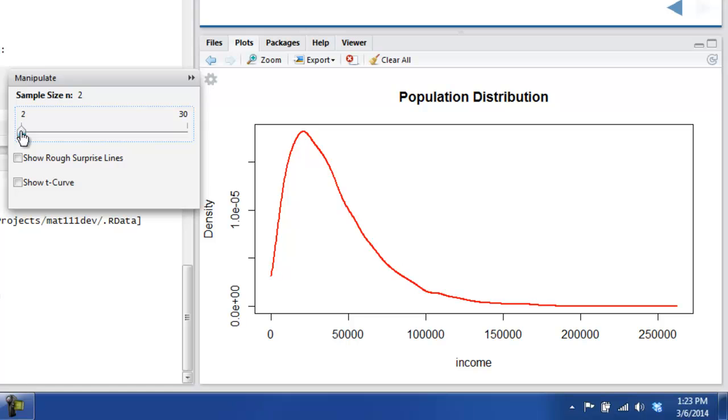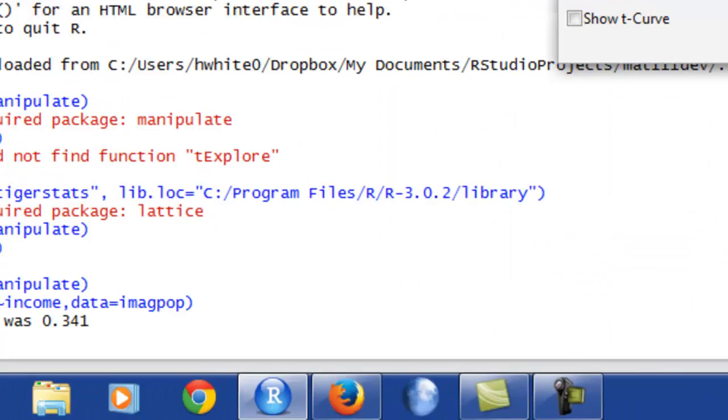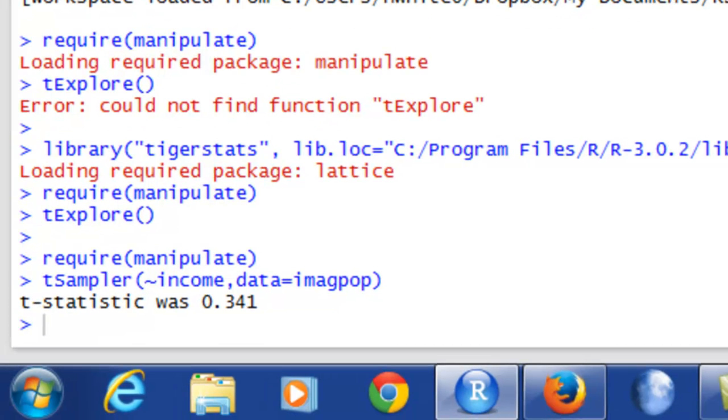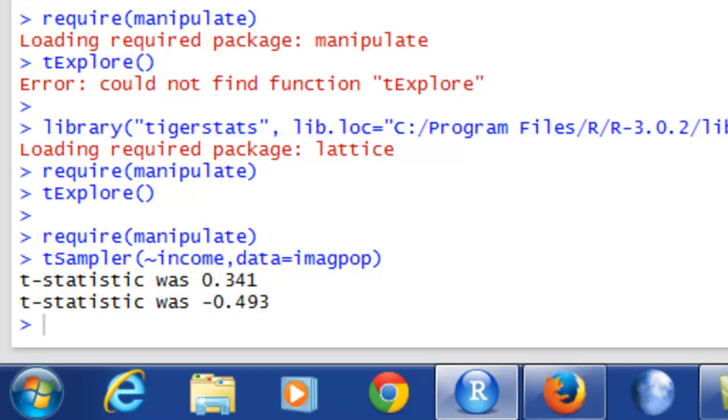Once we've built up several different samples, each with its own t-statistic, we're going to see a density curve take shape in the plot window that estimates the distribution of the test statistic. So let's click on the sample size indicator repeatedly, and let's make this process start to happen. If you go over into the console, you see that for our first sample of size 2, the test statistic happened to be 0.341. Second time we tried it, the test statistic was minus 0.493.